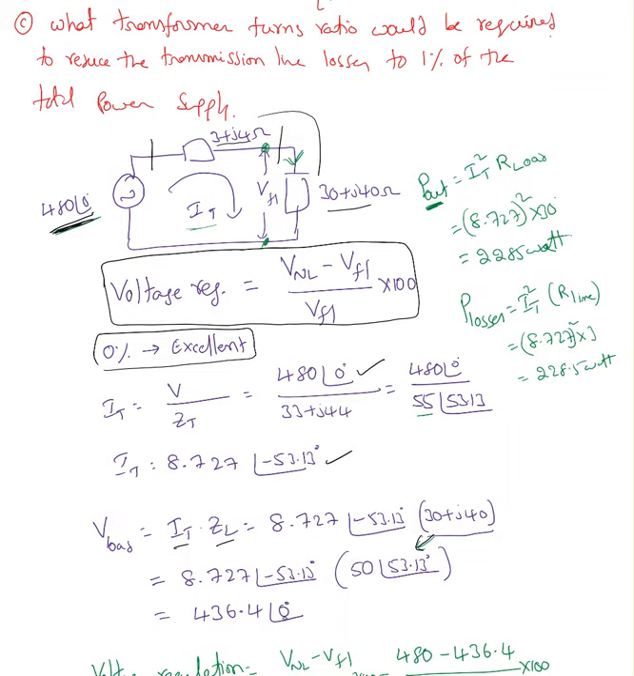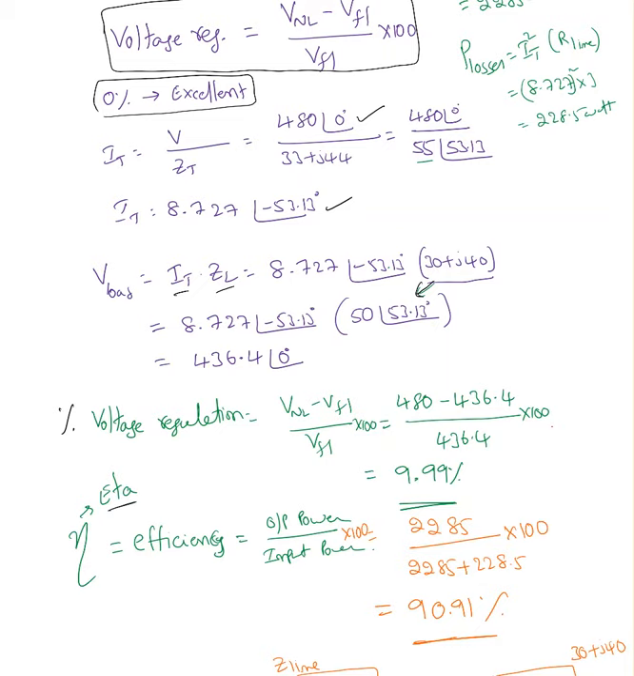Efficiency eta is output power over input power times 100. Efficiency is always between power, not between the currents or between the voltages. It's always between the output power and input power. Efficiency is always either power or energy. Energy is power times time. So the time gets cancelled out because the time frame is going to be the same. So efficiency is always output power over input power times 100. This is also in percentage.